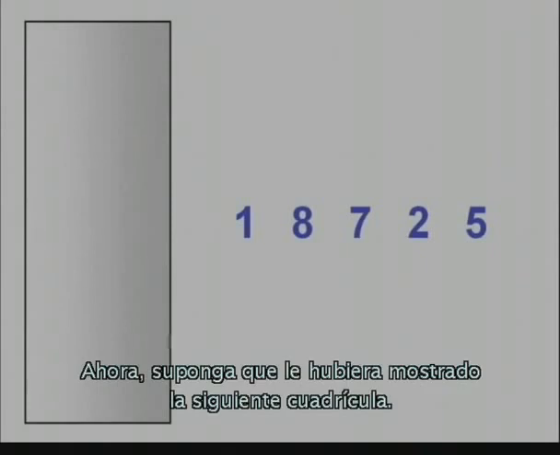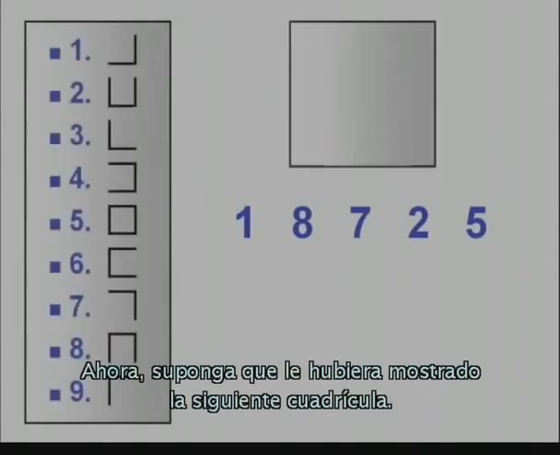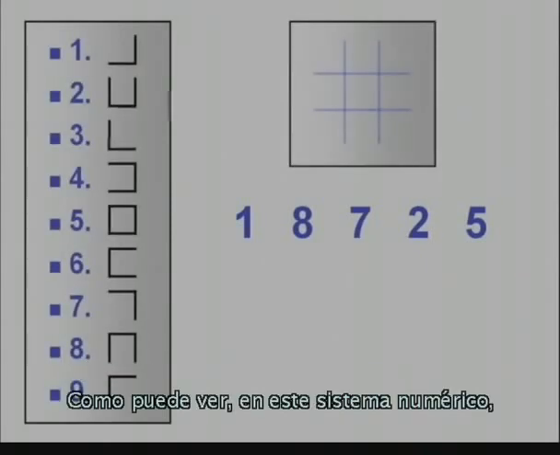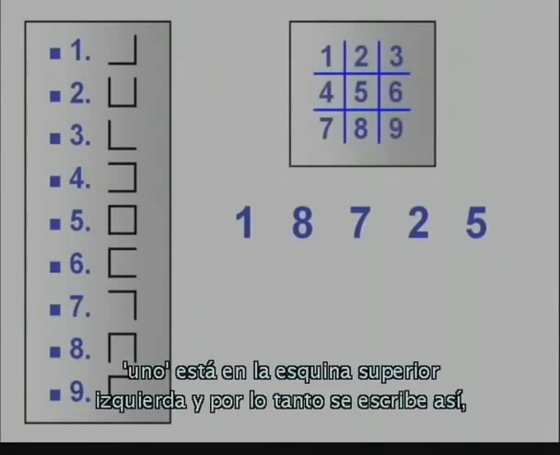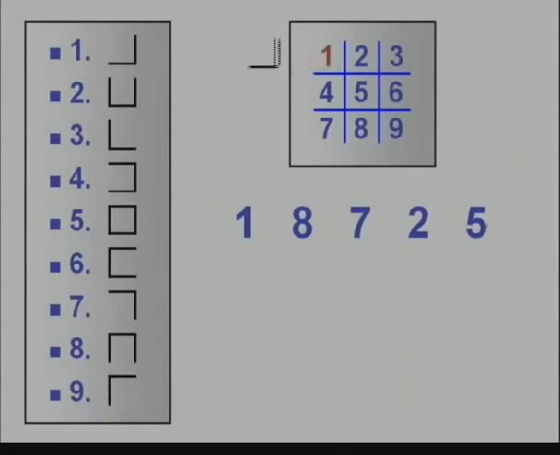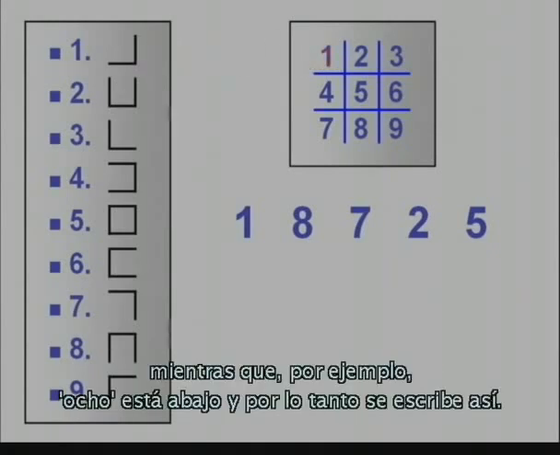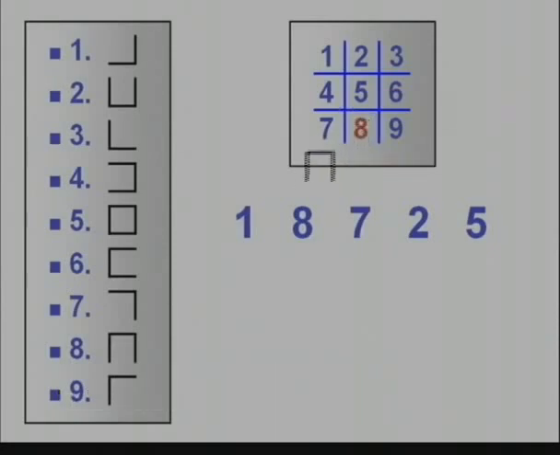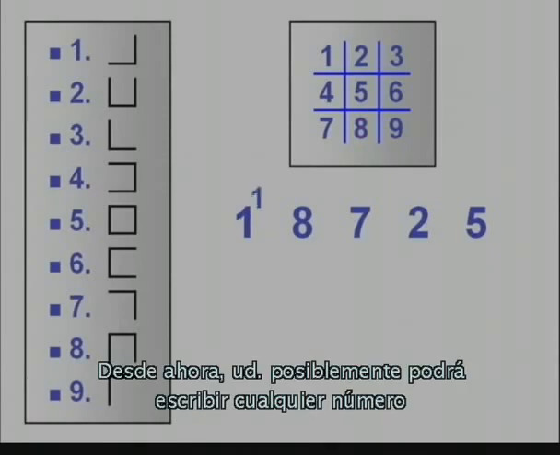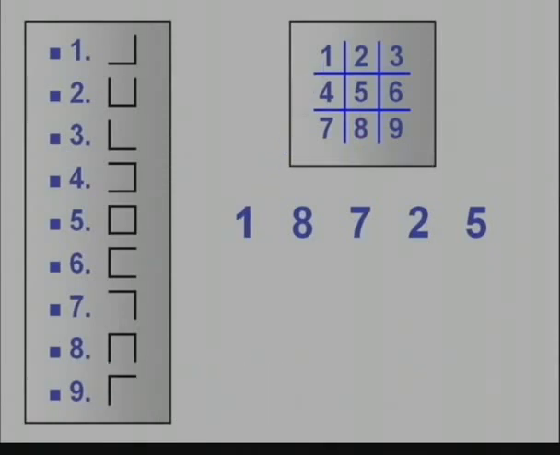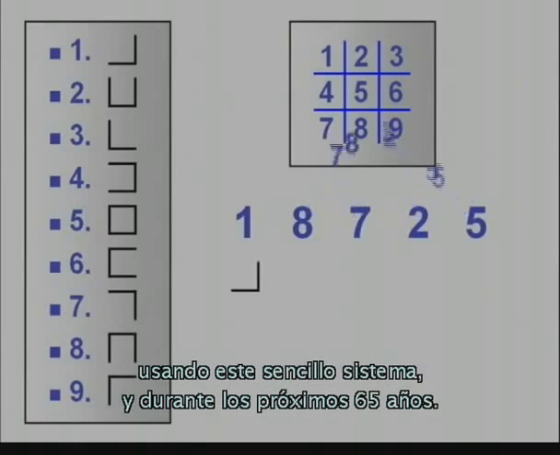memory. Now, suppose I showed you the following grid. As you can see in this number system, 1 is at the top left corner, and hence written like this, whereas, for example, 8 is at the bottom, and hence written like this. Now you can probably write anything using this silly number system for the next 65 years.